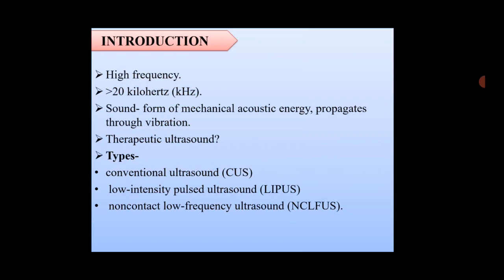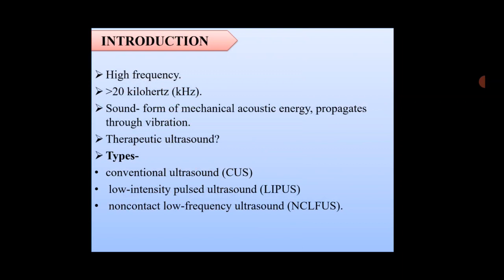Ultra means higher, which has higher sound waves. Ultrasound has a high frequency, which is more than the upper limit of human audibility. Humans can hear sound with a frequency of 16 to 20 kilohertz. So, ultrasound has more than 20 kilohertz of frequency. Sound is a form of mechanical acoustic energy which propagates through vibration in various media like air, water, etc.